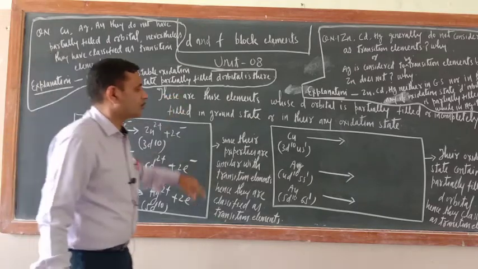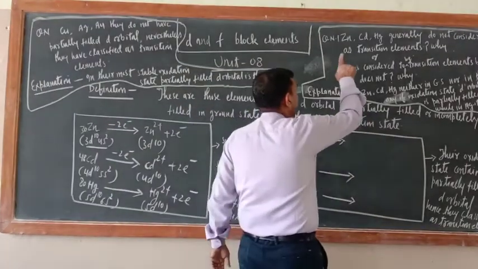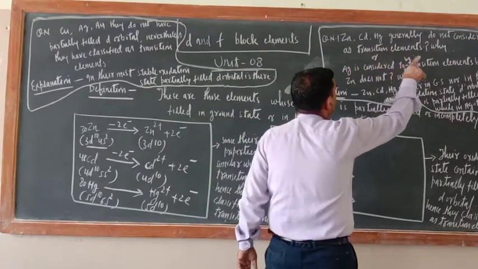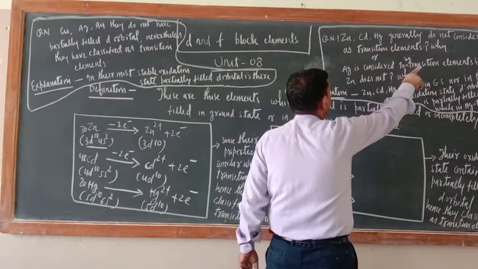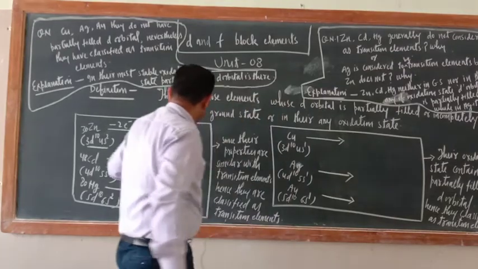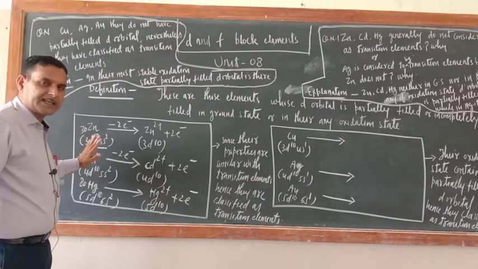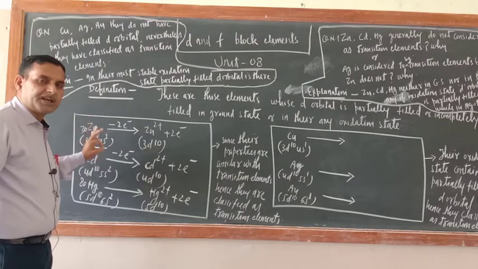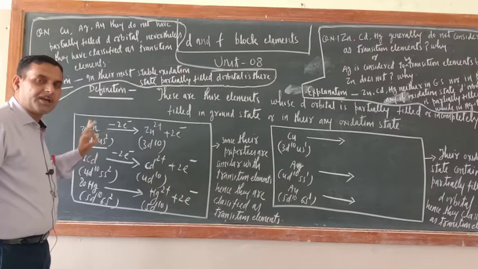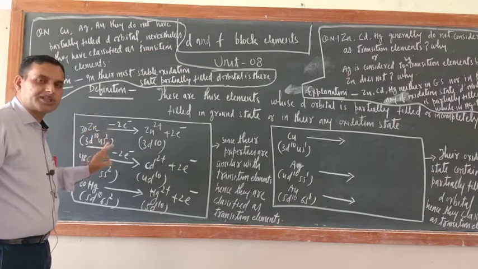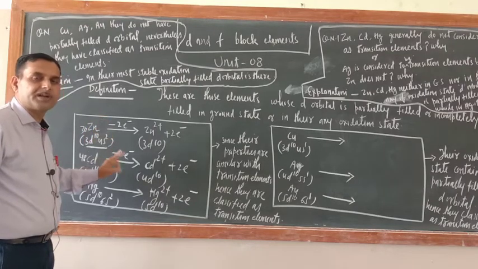Here I also wrote a question: zinc, cadmium and Hg are generally not considered transition elements. Why? They are not considered transition elements because neither in their ground state nor in any of their oxidation states do they contain a partially filled d orbital.